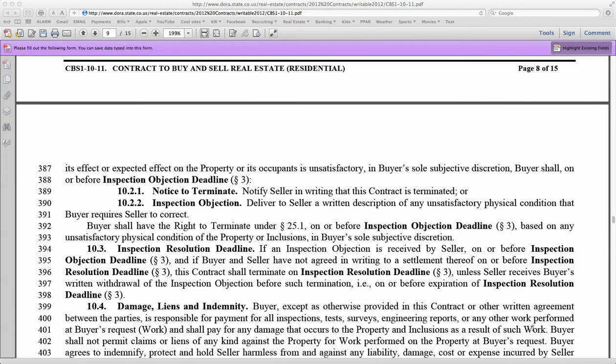With the inspection objection, they can either choose to terminate the contract or let the seller know of any unsatisfactory conditions and see if the seller will correct them. After that, you have the inspection resolution deadline. If the buyer has any objections and wishes the seller to complete them or resolve them, they must do so by the inspection resolution deadline, or at least say that they are going to complete the corrections that need to be done.